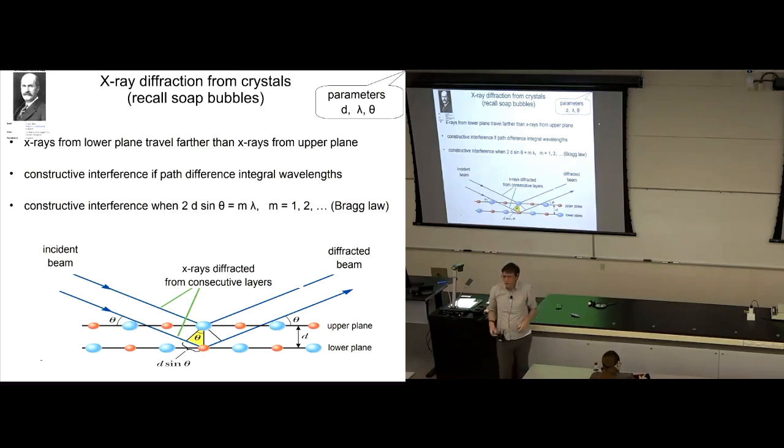So how do you prove that X-rays have wave-like properties? We proved that visible light has wave-like properties by the soap bubble reflection. Well, you can do a, quote, soap bubble reflection for X-rays. You don't do it with a soap bubble that you just blew in your kitchen. You do it with a crystal. A crystal is a regular arrangement, a lattice array of atoms or ions.